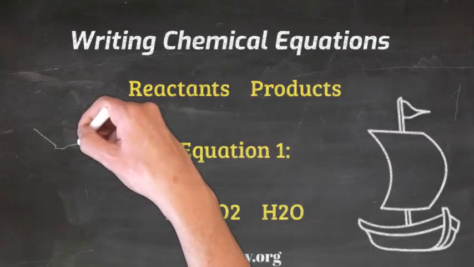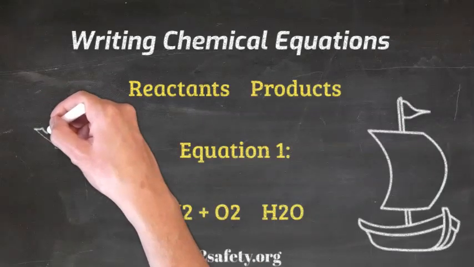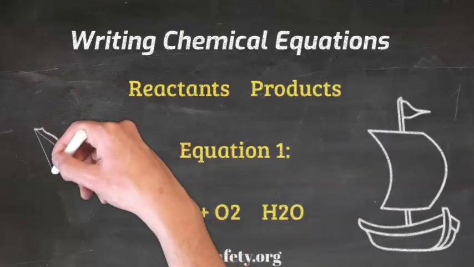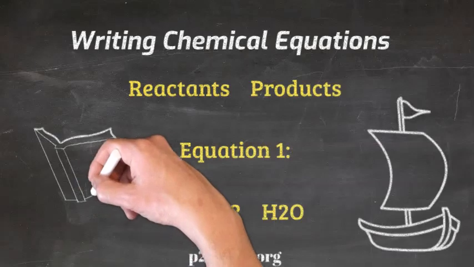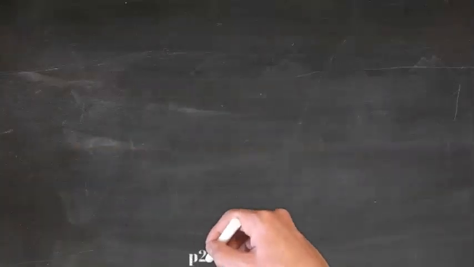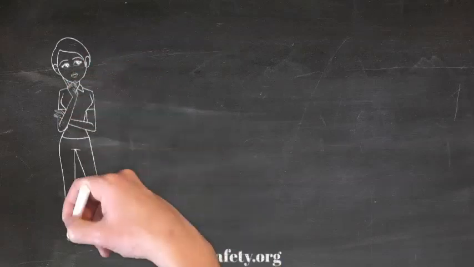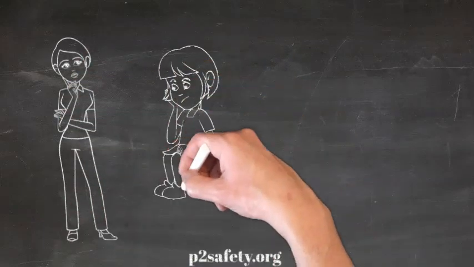To write the chemical equation for this reaction, you would start by writing the reactants on the left and the product on the right, with an arrow between them to show the direction in which the reaction occurs. But look closely at equation 1. There's something wrong with it. Do you see what it is?